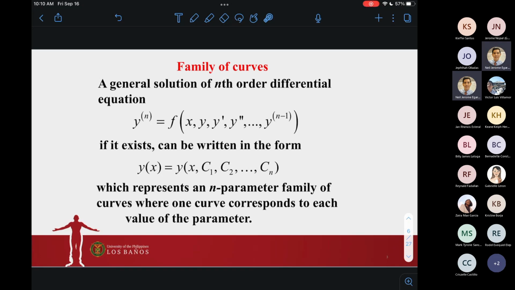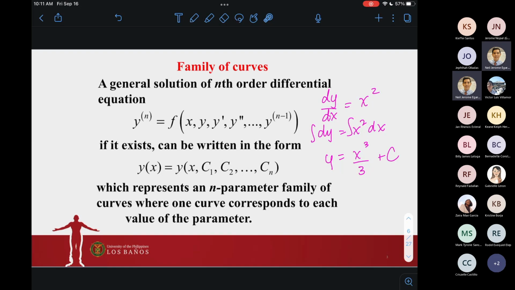And if you assign specific numbers to C1, C2 until Cn, pag binigyan mo ng value yung mga parameters na yan, you'll get a particular solution. So for instance, going back to our example earlier, if we consider the explicit equation dy over dx equals x squared, we know there's an infinity of solutions here, pero madali lang itong isolve. Nakita nyo na to sa 30 series. Isa siyang separable differential equation that can be solved by simple integration. So you get y equals x cubed all over 3 plus the arbitrary constant c.